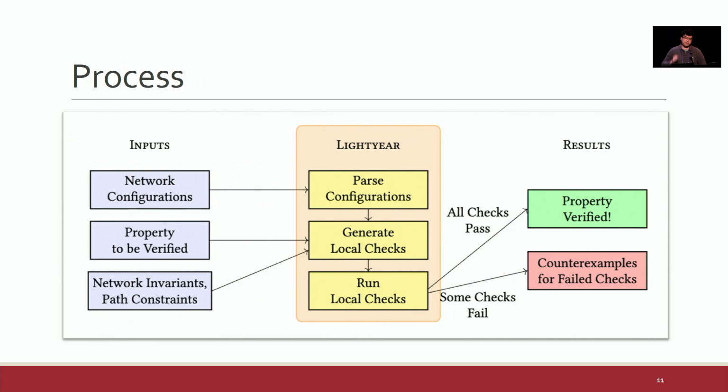So here is a diagram showing how our tool works. Like previous tools, we take as input the network configurations and a property to be verified. But unlike previous tools, we also require network invariants or other constraints that encode the structure behind the configuration. Instead of modeling the entire network, we create a set of local checks that can be run on individual routers. If all checks pass, that means the property is verified, and if some checks fail, it will produce a counterexample for individual policies, making it easier to see what went wrong.